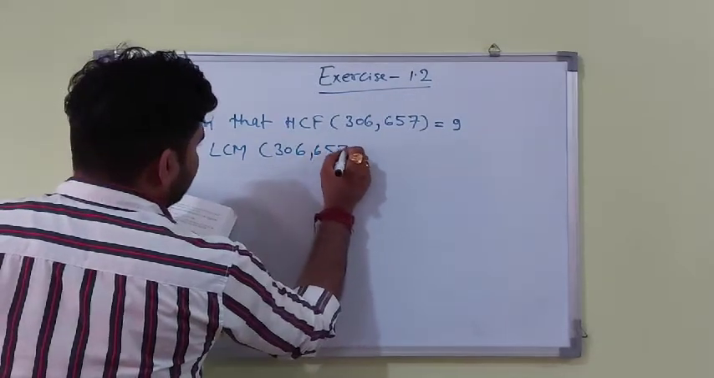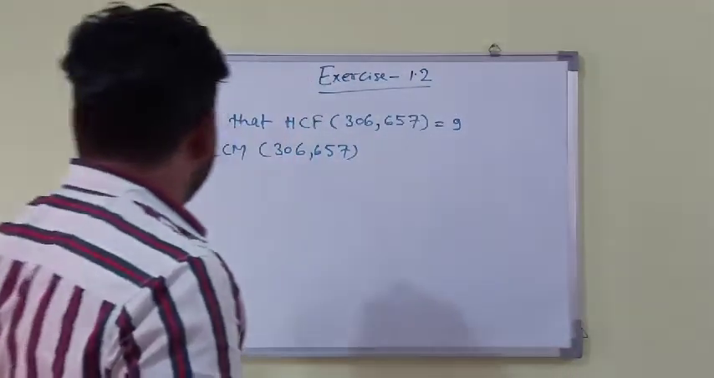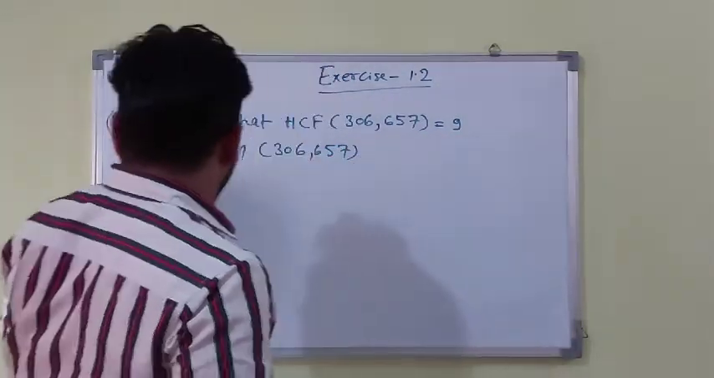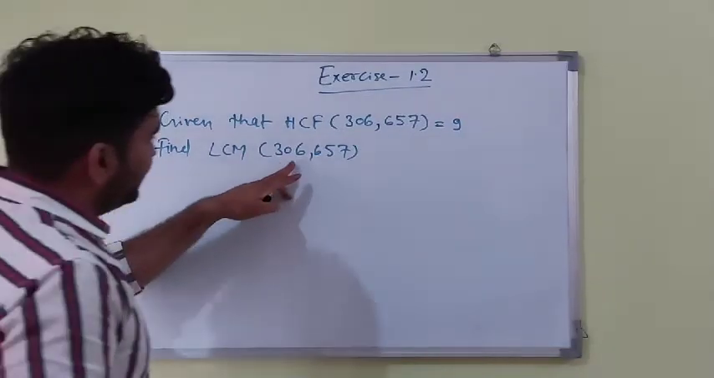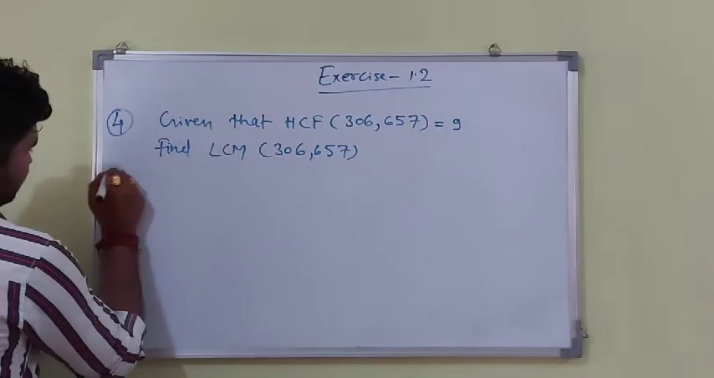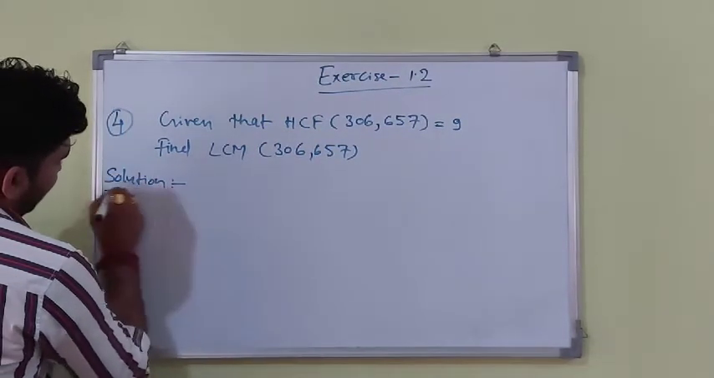जो क्वेश्चन में दिया हुआ है HCF of 306 and 657 is 9 and find out करना है हमें LCM of 306 and 657. So I'll get the solution through my explanation.